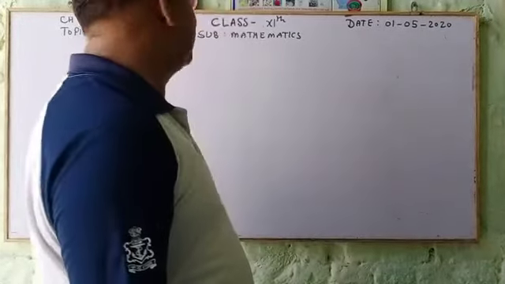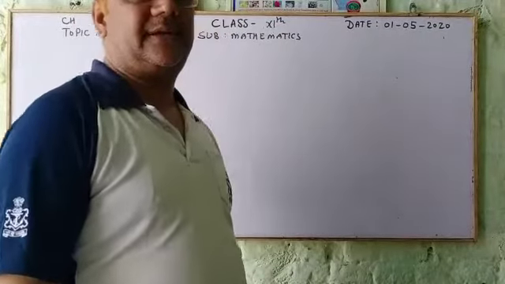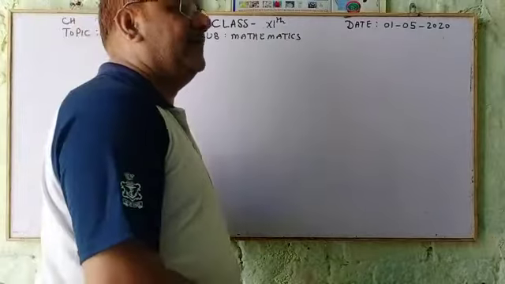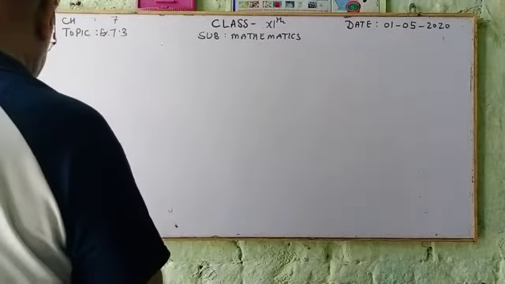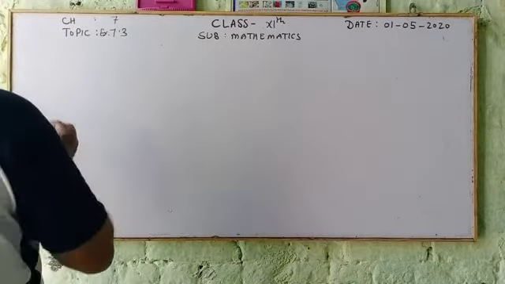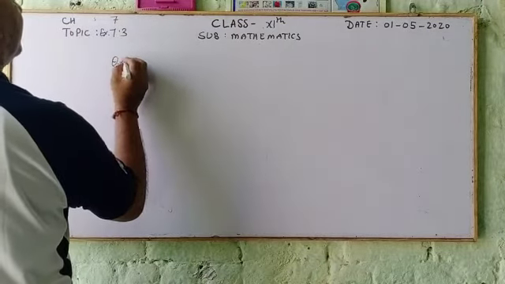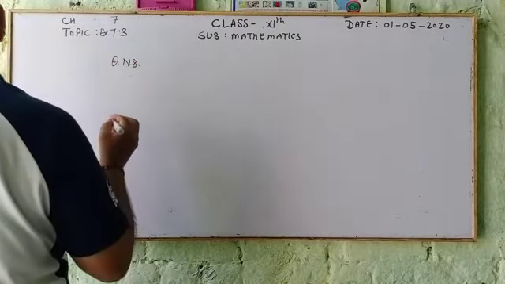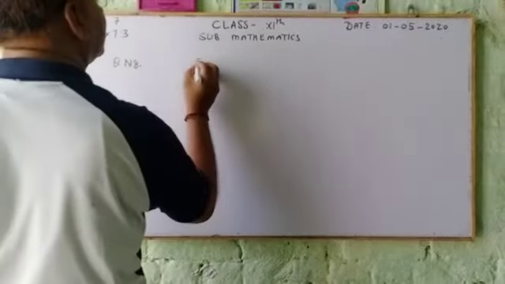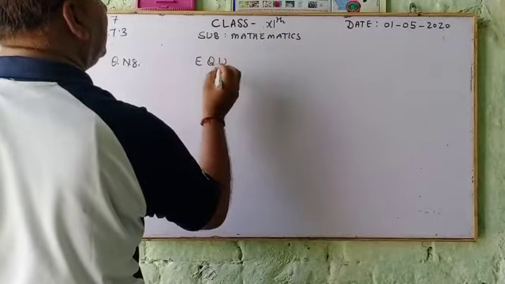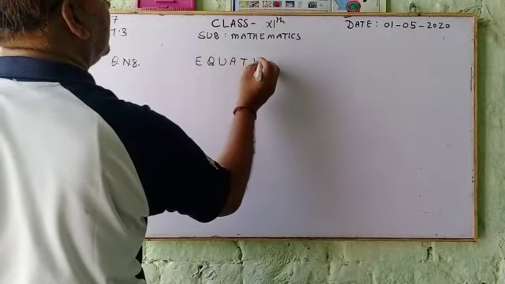I am taking exercise 7.3, permutation and combination, of lesson 7. So I proceed to exercise 7.3. We are taking question number 8: in how many ways can words be formed using the letters of the word EQUATION?